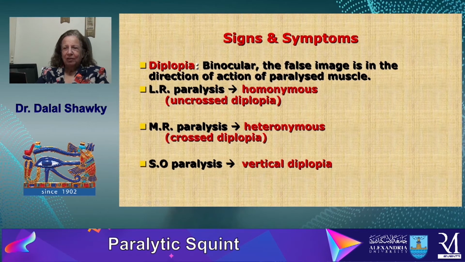Here, I know you want to ask, if we put in mind, for example, right lateral rectus paralysis. What is the action of the right lateral rectus? It is to look to the right, so the false image will be to the right. The right eye, which is having the paralysis, is having the false image toward its side. This is homonymous diplopia, meaning the false image is in front of the deviated eye and the true image is in front of the normal eye. So this is uncrossed diplopia, and we will see all of them in a few minutes, so don't be worried.